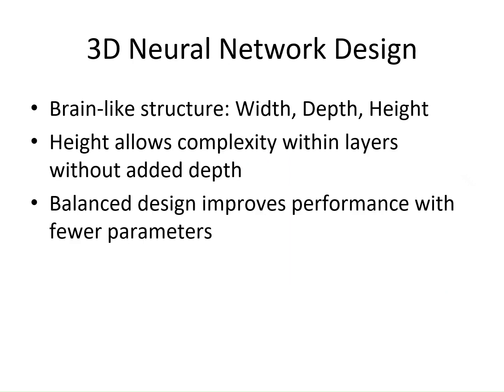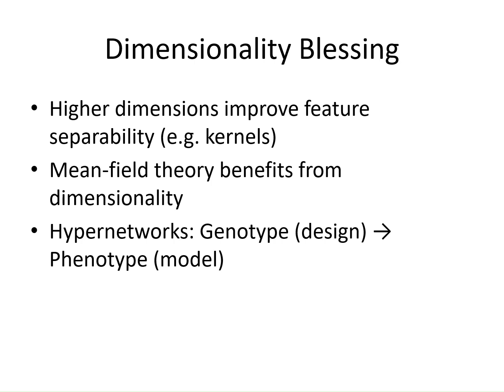So as you can see here, in a brain-like structure, we have the width, depth, and height. Right now for the 3D neural network design, the height allows complexity within layers without necessarily adding depth or increasing the width, and thus improving the performance with fewer parameters and computational cost. And so the idea of high dimensionality powers some techniques actually. For example, kernel methods like support vector machines, or SVM, using kernel tricks, deep learning embeddings, and transformers, where attention layers operate in large vector spaces.